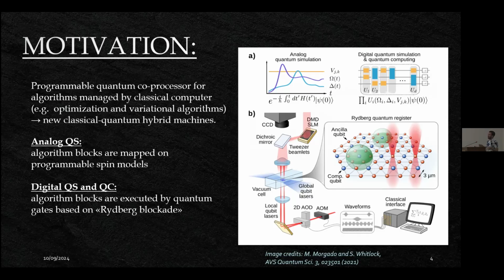So if I talk about analog quantum simulation, what I do is basically map the problem into a spin model. If I talk about proper quantum computing, or in general digital quantum simulation, what I do is find a way to mediate the interactions of the gates with specific techniques. In our case, it's the so-called Rydberg interaction. So this is basically our motivation to go further.